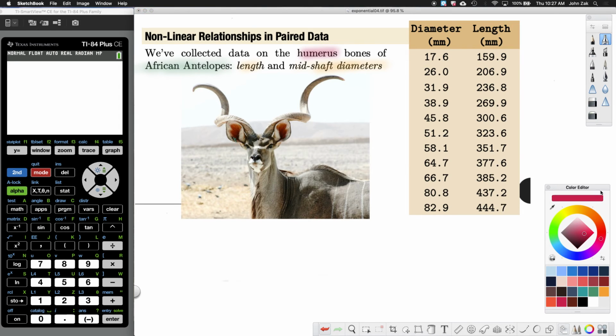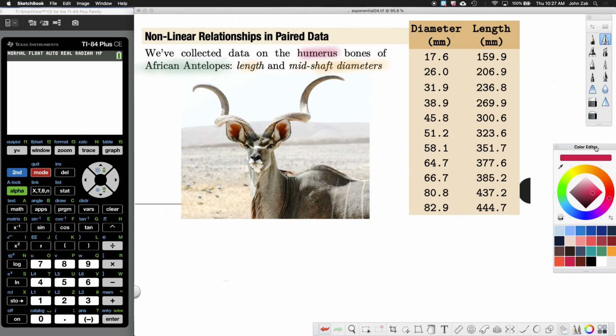It's like your funny bone and all that stuff. So I guess these African antelopes have humerus bones too. I guess it's maybe their front legs or whatever. So we have a bunch of data here, right? Where we're looking at the diameters of these humerus bones and the lengths of these humerus bones, given in millimeters.